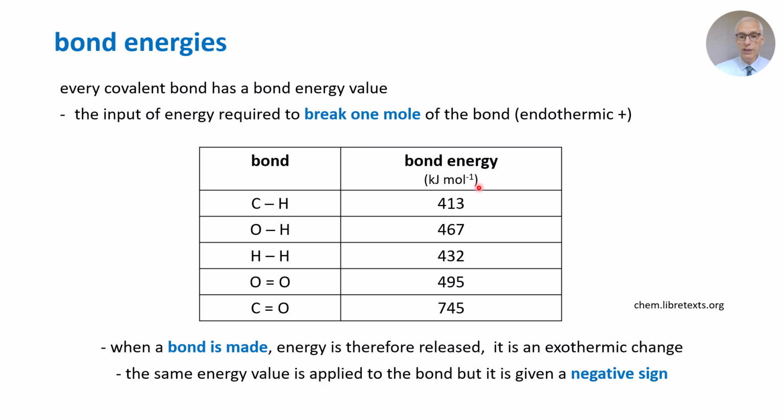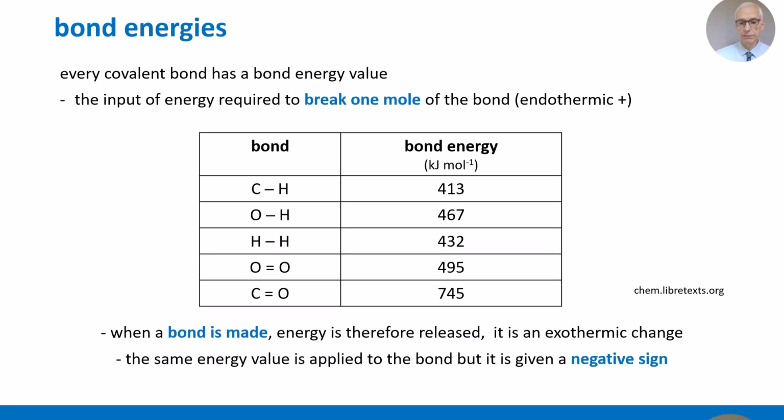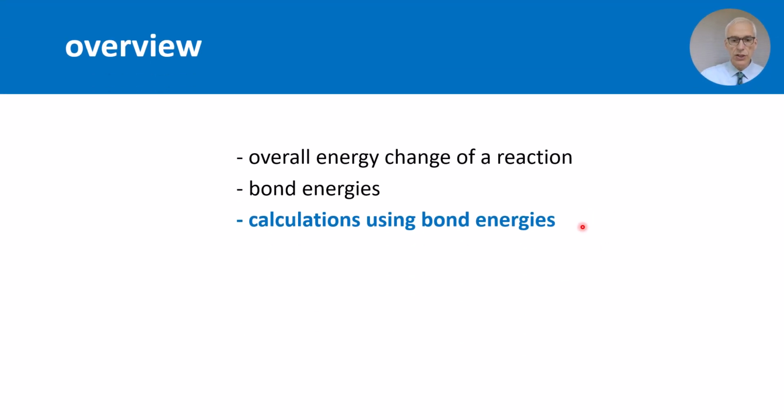So although the data tables are without a sign, you're required to realize that if you're breaking bonds, you give that bond energy value for a particular mole of bonds a positive sign, whereas if you are making bonds, energy is released, and you give the bond energy value a negative sign. So let's move straight on to using bond energies in calculations.